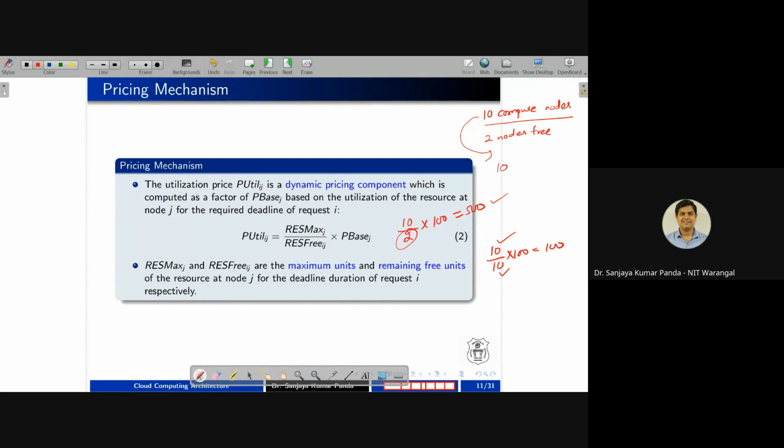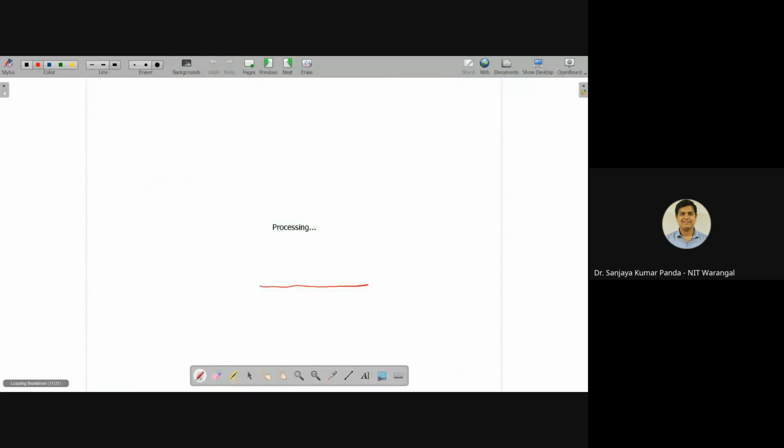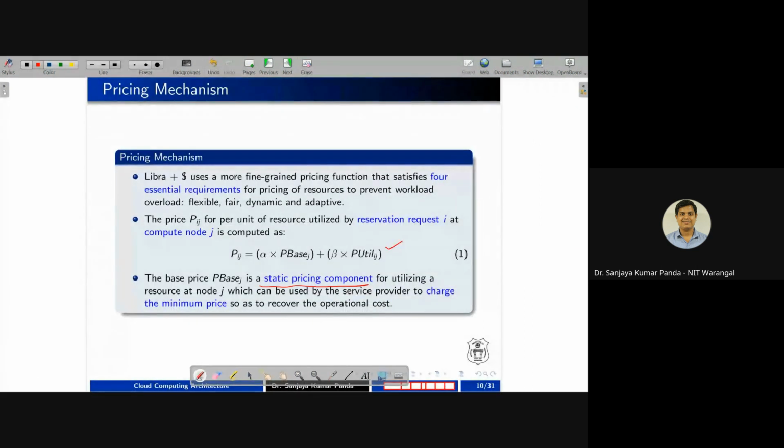Similarly, we can go for any formula. Not necessarily are you going to use this formula to calculate P utilization. I am showing you an example of how to calculate P utilization, or utilization price, so that you can incorporate it with the base price and calculate the total price, right? So once you determine this, you will calculate the price the user has to pay for a request I, which is going to be executed in node J.